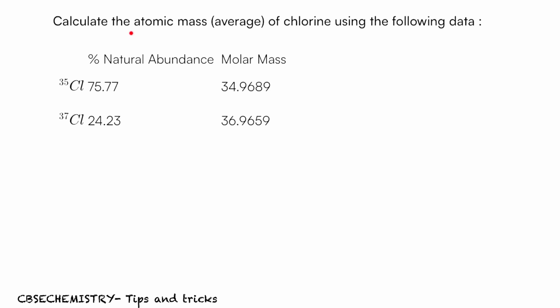Calculate the average atomic mass of chlorine using the following data. Here they have given two isotopes of chlorine, chlorine 35 and chlorine 37. The natural abundance of chlorine 35 is 75.77 and for chlorine 37 it is 24.23. You can see the actual molar mass of both isotopes. We have to find the average atomic mass of these two isotopes.